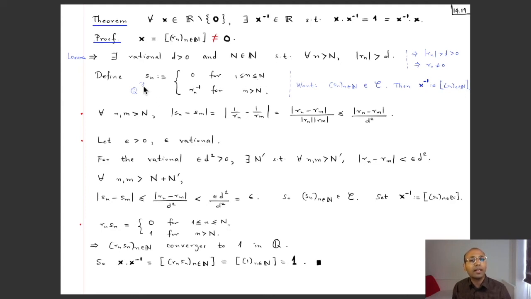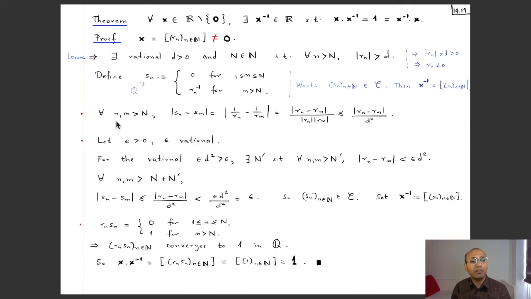So let's note that Sn is a rational number for each n, and what we are soon going to do is show that this Sn is actually a Cauchy sequence in Q. Then when we take the corresponding equivalence class containing this Cauchy sequence and call that x inverse, that's the real number which does this job.